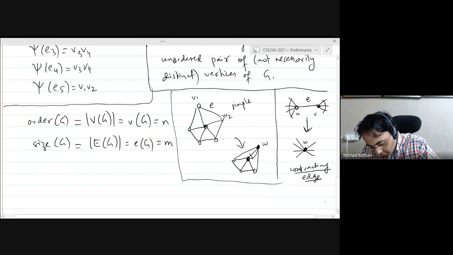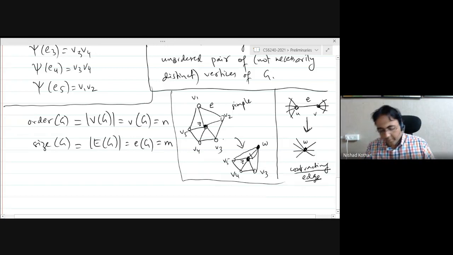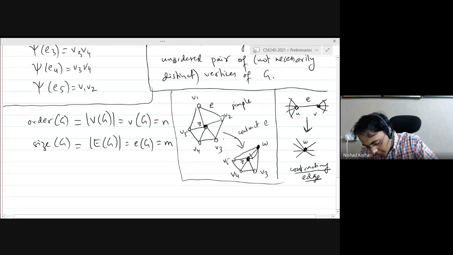So this original graph was V1, V2, V3, V4, V5 with a center vertex called Z. And my new graph, after contracting the edge E, looks like this. Let me just label the vertices so that you can verify for yourself. Does that make sense? Yes, sir. Okay. So contract E and you will get this graph.